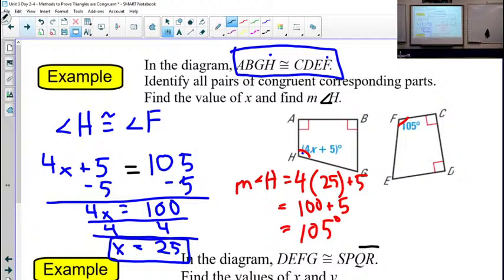So we want to know what q to r lines up with. Well, q to r is the last 2 letters, so it should go with the last 2 letters of the other shape, which is what? F to g. There's your 2 sides you want to make equal to each other. That should get you the solution for x.